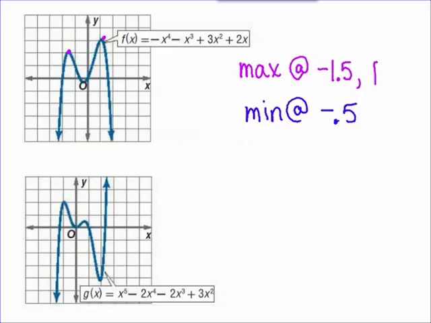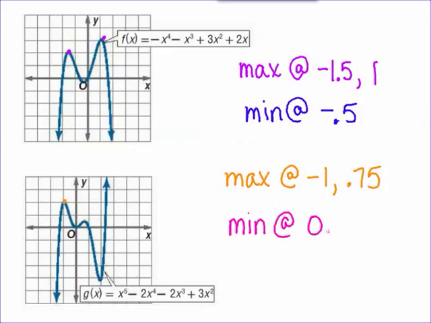Okay, let's look at the very bottom one. What does it look like we have? 2 maxes. So let's do the max. Max at where? Negative 1, which is right here. And then where else? 0.5, 0.75? Very good. So max at negative 1 or 0.75. Then minimum at where? 0 and 2. So we're looking at minimums right here, 0, and right here, 2. Can you handle that so far?